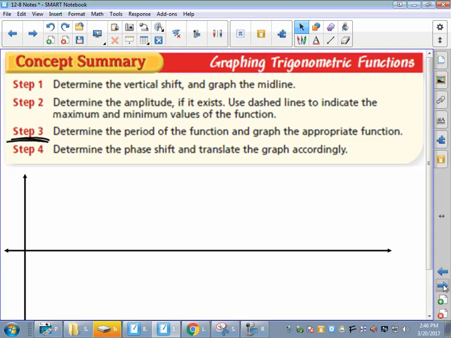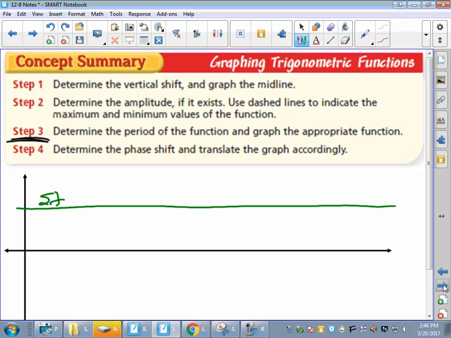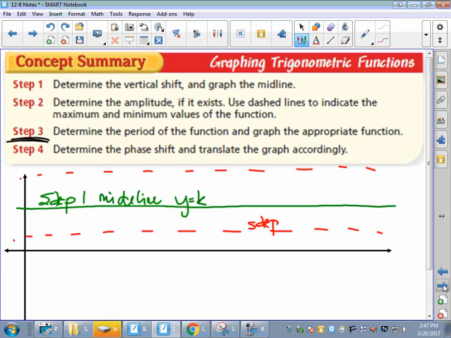So step 1, you're going to do your vertical shift, and you're actually going to move the midline. So let's say this was step 1. This is my midline. We create our new midline, and so that's y is equal to k. Step 2, we calculate amplitude, and we bring in our maximum and our minimum dotted lines. So step 2 involves amplitude. Now step 3 is your period, and so you break up your x-axis into your fourths or whatever it may be. And then step 3 could be just graphing it on the new midline. So we just raise this graph up to the green line.